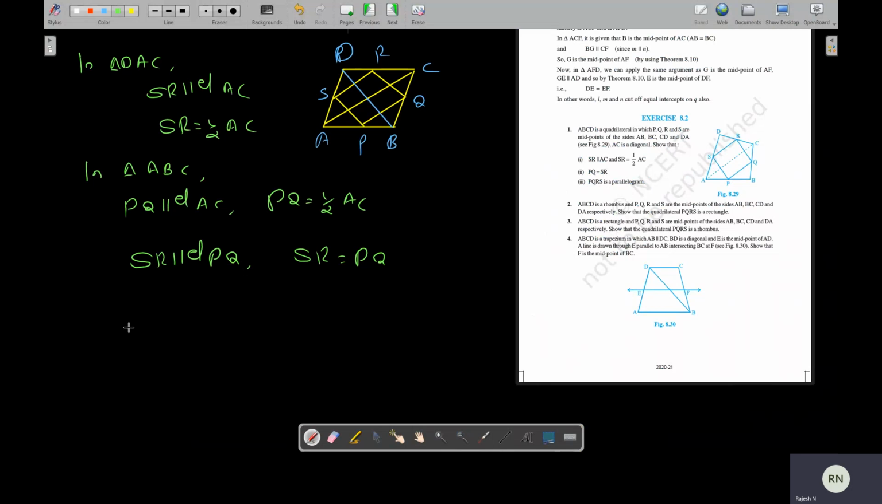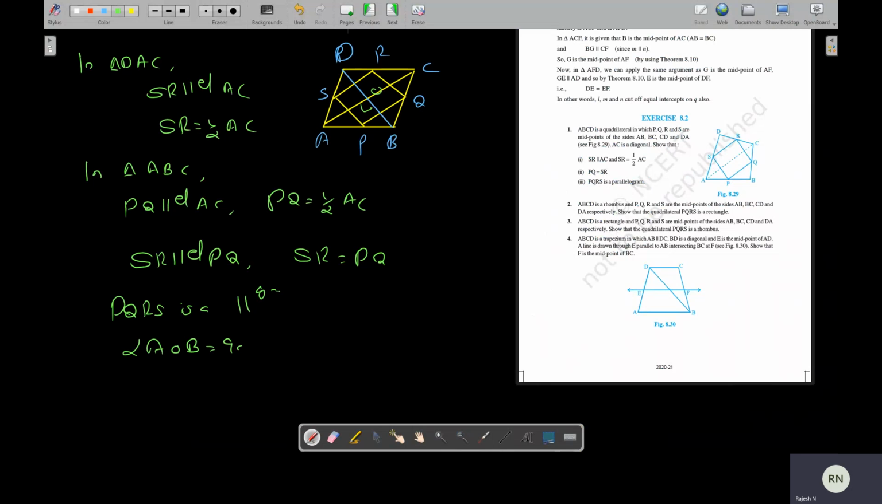If SR parallel PQ and SR is equal to PQ, what you can say? PQRS is a parallelogram. And what about this? AC and BD are diagonals of rhombus. Do you know diagonals of rhombus are perpendicular to each other? Take it as so. So what is angle AOB?